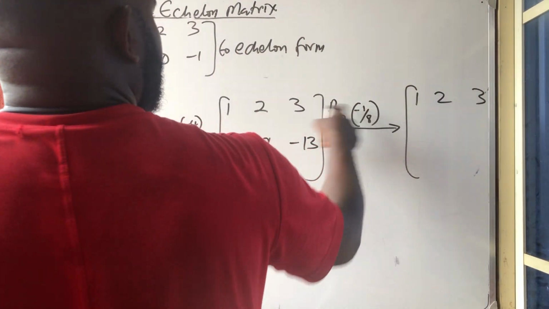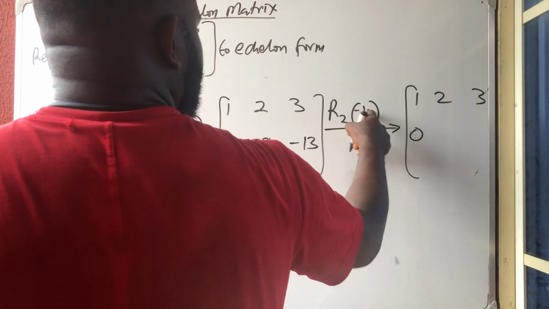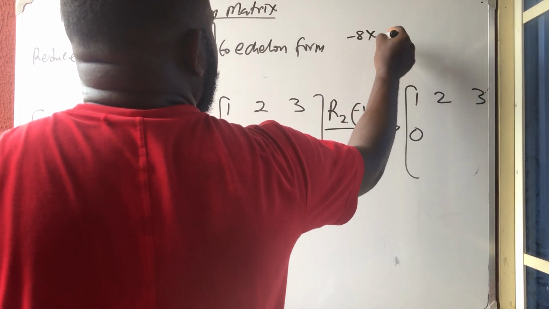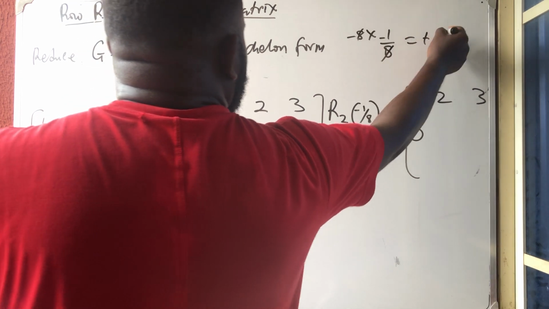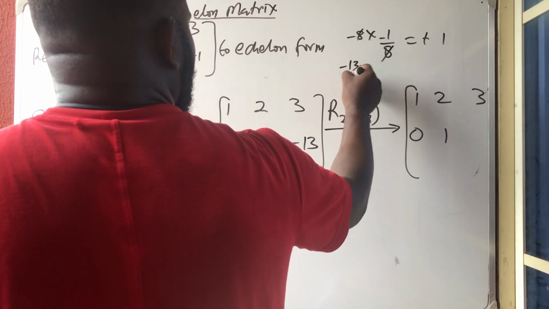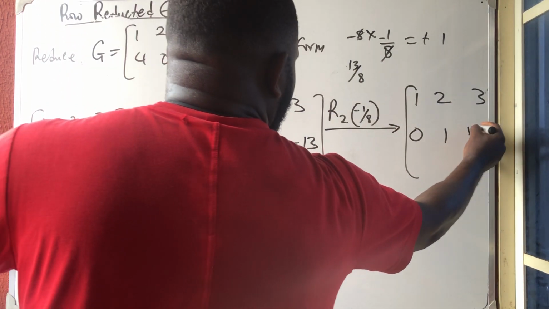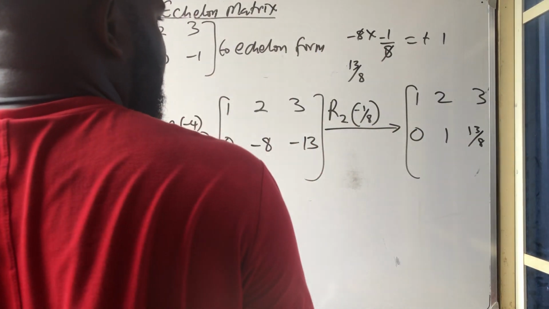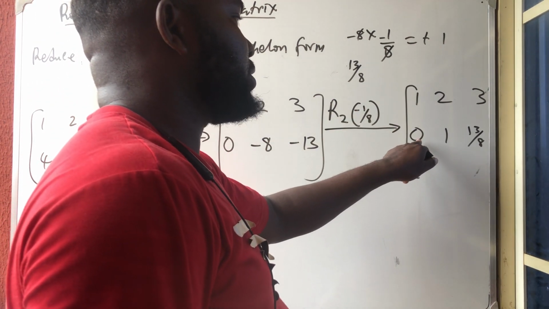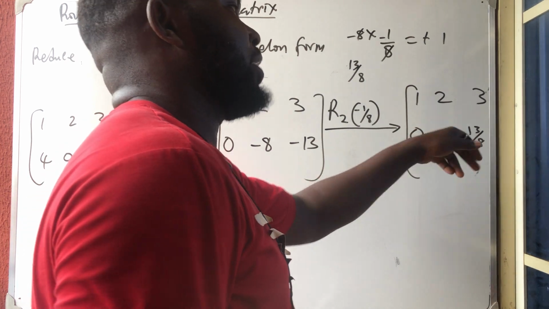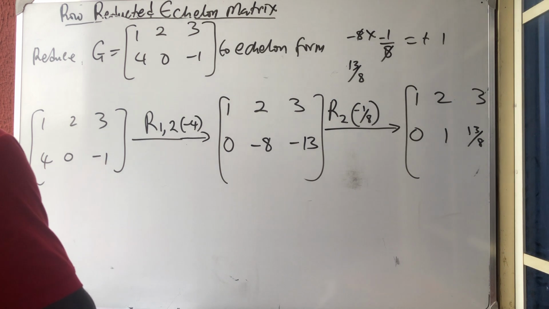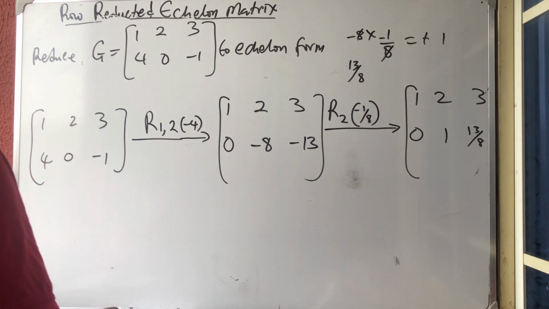So the answer will now be, leave row 1 the way it is. Row 2 will now be: anything divided by 0 is 0. This time this will give you minus 8 times minus 1 over 8. Minus minus is plus. This takes care of this, I'm left with 1. Then the other one will now be 13 over 8, because minus minus is plus. So if you look at that, this is 1 and the one under it is 0. The leading entry in the next one is still 1. So we have reduced it to echelon form. Okay, so that is that.